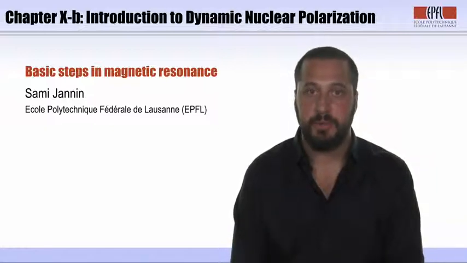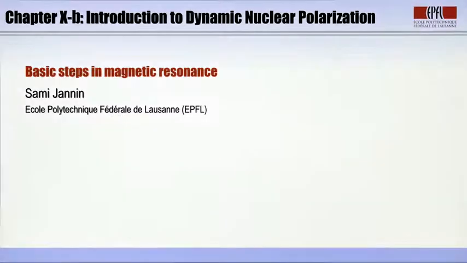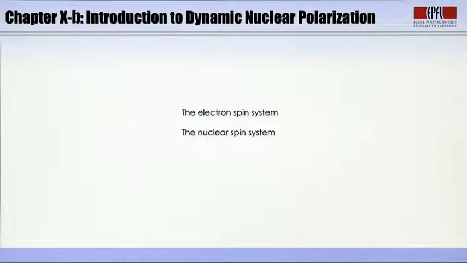Today we shall be talking about dynamic nuclear polarization, and this is going to be the second part of this chapter. Today we shall be talking about the electron spin system and the nuclear spin system, that are the two key players in our DNP experiment.